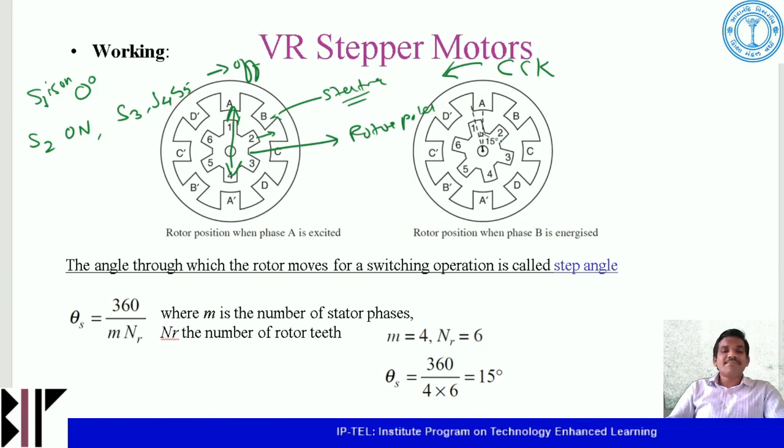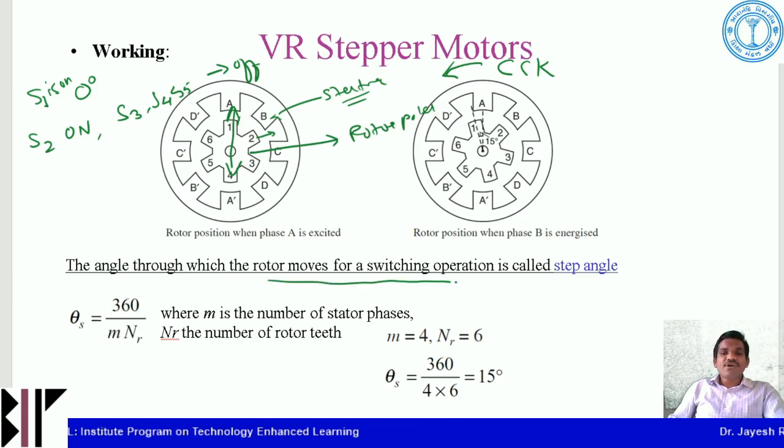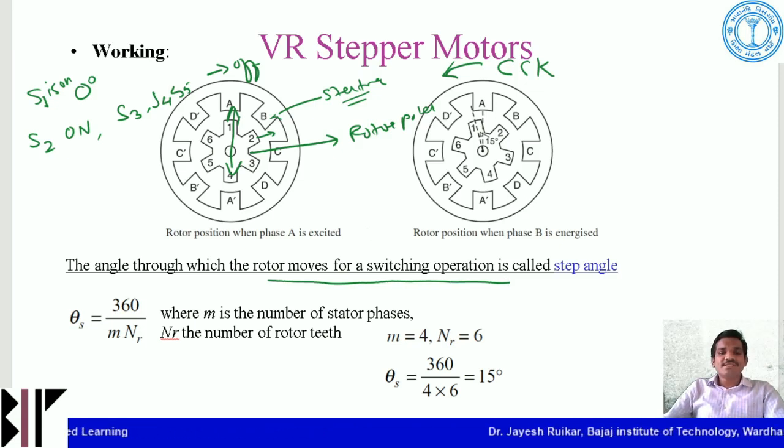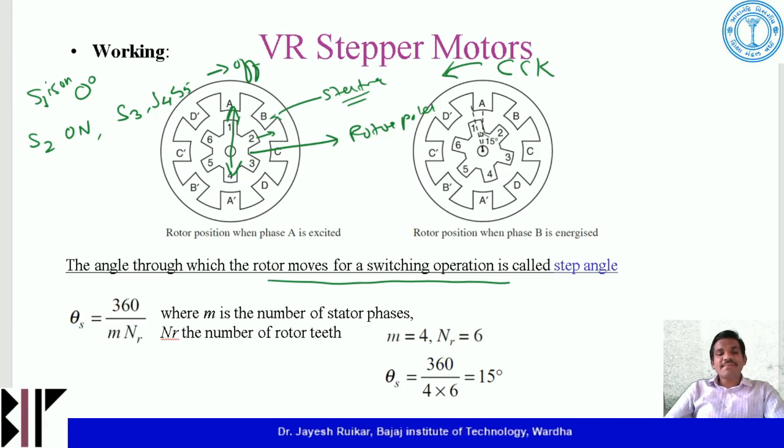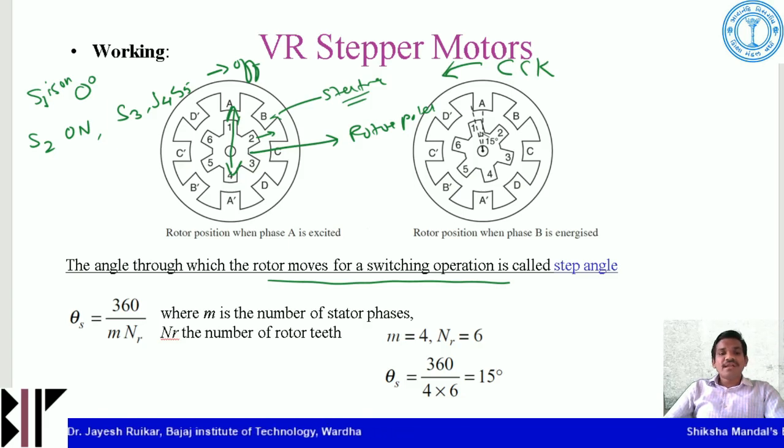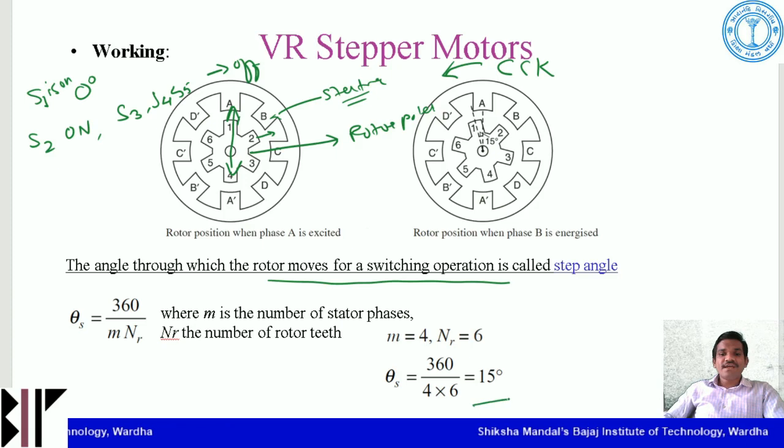And what is that step angle? Step angle is the angle through which the rotor moves for a switching operation. So how much step angle will the rotor move? It will move the rotor in the counterclockwise direction by about 15 degrees.